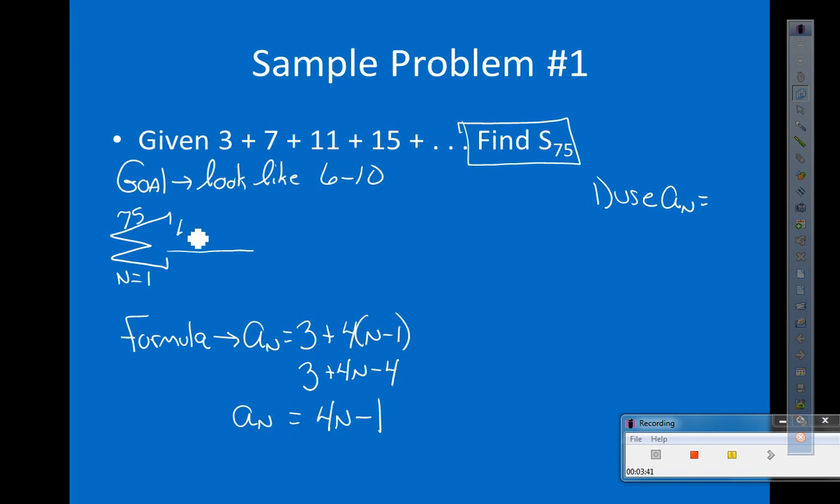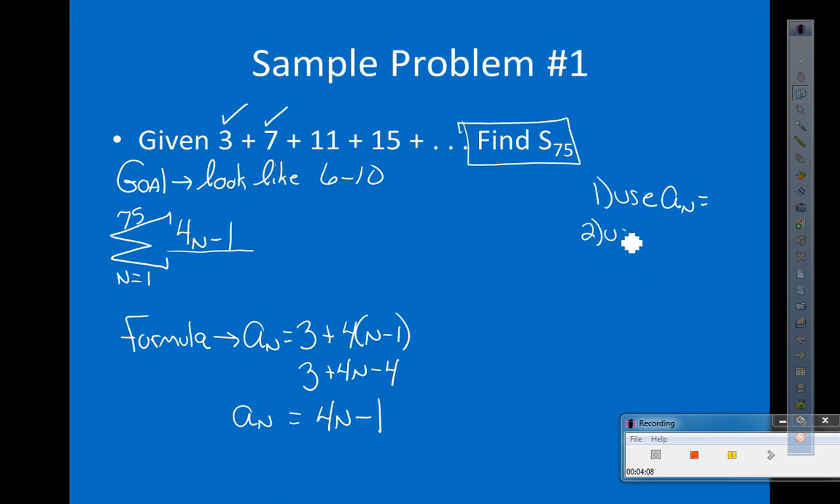I'm going to plug that right here. Before I go on, though, I'm going to do my 1-2 check, because if my formula is wrong, everything I do from this point on is going to be wrong, and I'll miss it. So 1-2 check. 4 times 1 is 4, minus 1 is 3. Good deal. Plug in a 2. 4 times 2 is 8. 8 minus 1 is 7. I know this is the right formula.